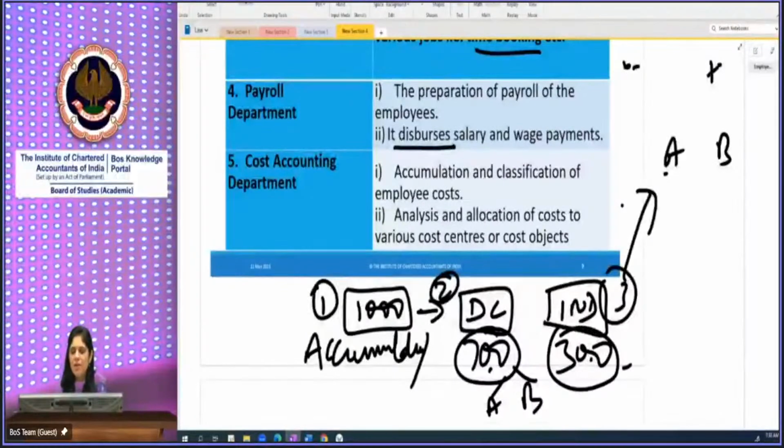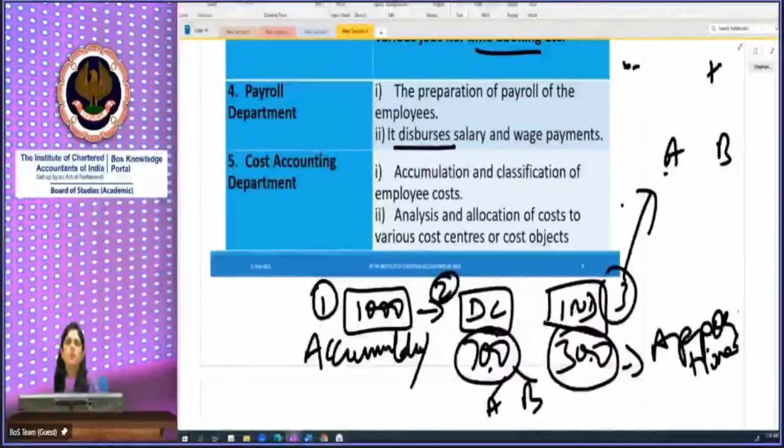And this 300 will be apportioned, meaning shared, because this is indirect cost. For indirect cost, we don't know how much belongs to A and how much belongs to B. But for direct cost, we exactly know how much belongs to A and how much belongs to B. For indirect cost, we don't know exactly, so we have to apportion. Apportion means product A and B have to share this cost of 300 on some basis.